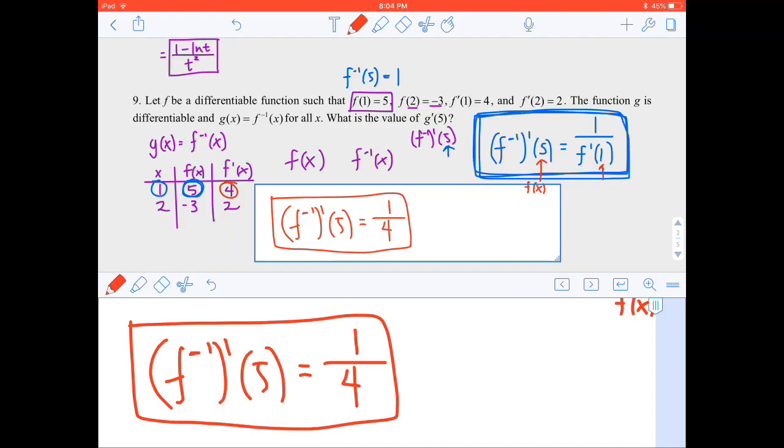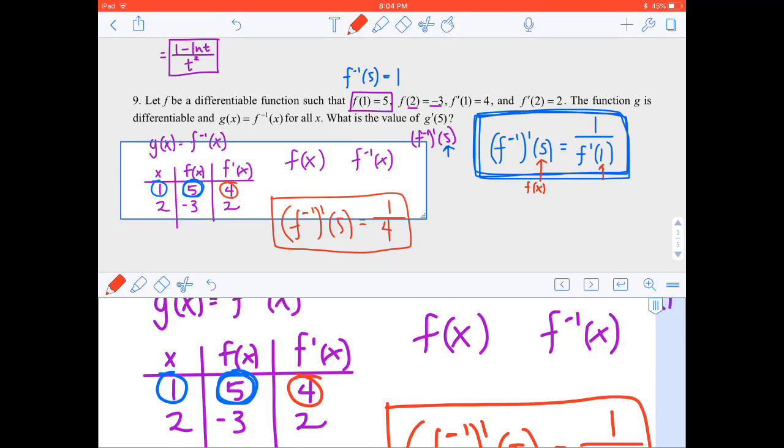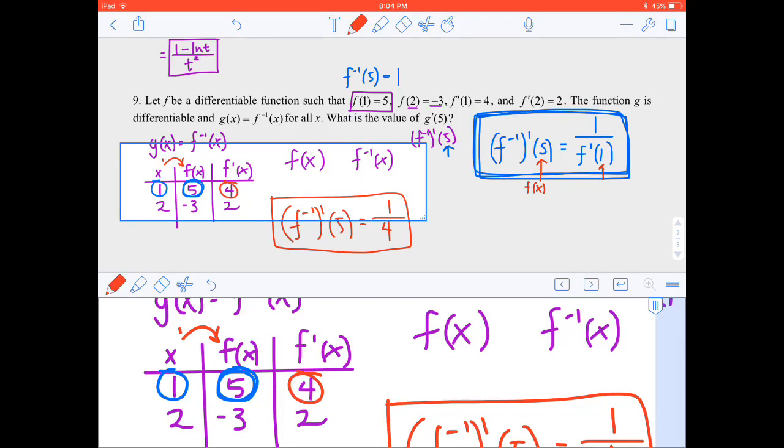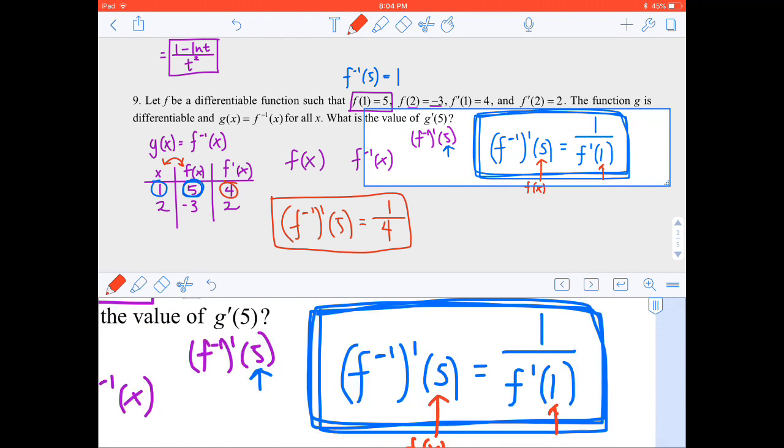You just have to make sure you can understand that relationship, that these are essentially switched when it comes to inverses, and this is how you find the derivative. I can take that back here, just like that. Okay. I'm going to check here, make sure we don't have any questions.